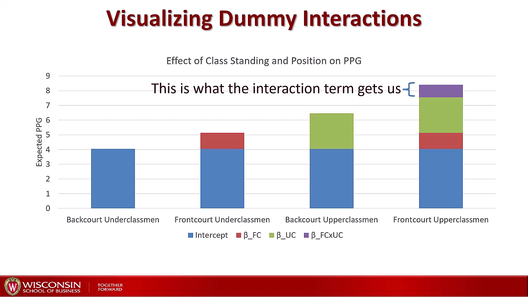Without the interaction term, we wouldn't get this purple part on the last bar. So I think this is a great way to visualize interaction between dummy variables, and we can clearly see here that if we remove the interaction term, we would miss something, which is this purple area on the last bar here.